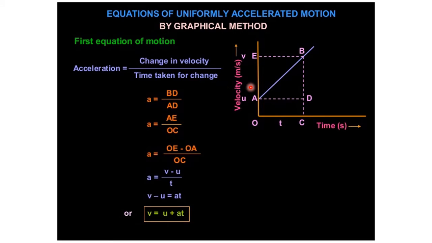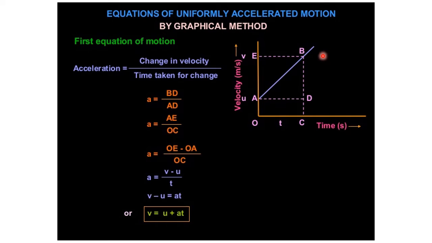So from here you can understand that the initial velocity is represented as OA, which is u, and the final velocity is represented by BC. Can you see this line, which we have marked with the perpendicular line? BC is the final velocity, and the time interval is represented by OC. This is OC, which is the time taken.